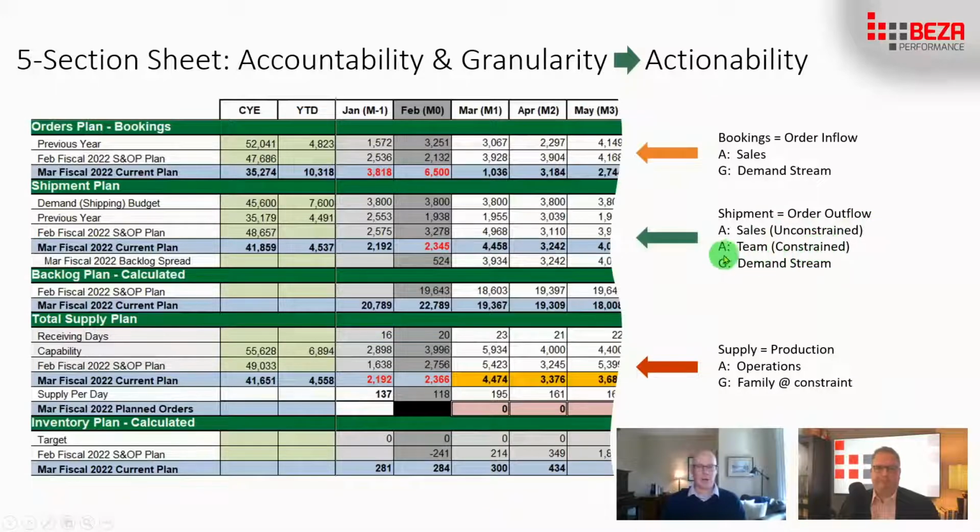And you'll see here, and you're going to say, "Hey, Doug, you said we can't have two people that are accountable." And I put it as the sales, and you'll see here I've got sales and I've got the team identified, and it's because the sales can generate the unconstrained shipment plan, right? So this is my external view, my market facing view of the shipments.